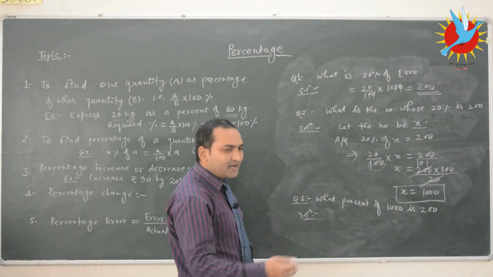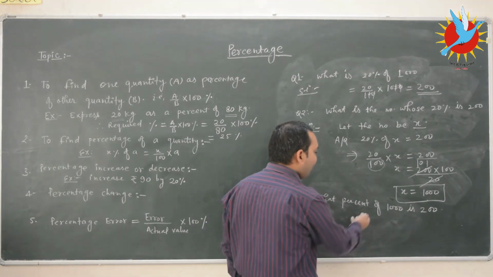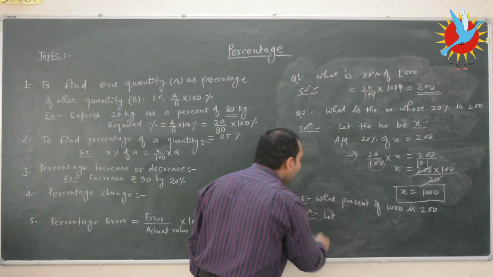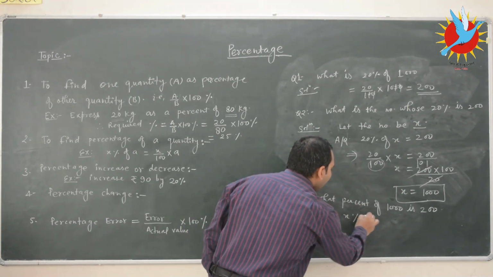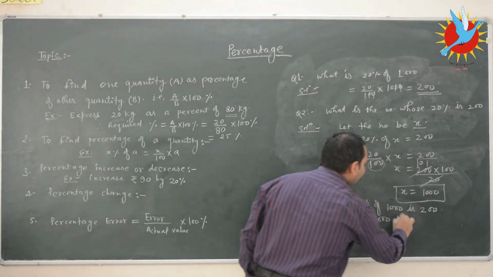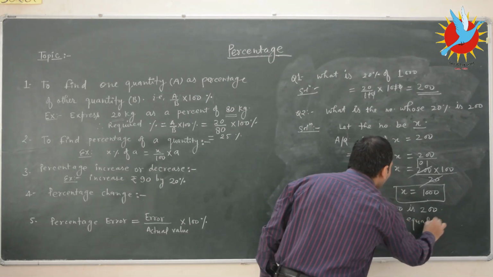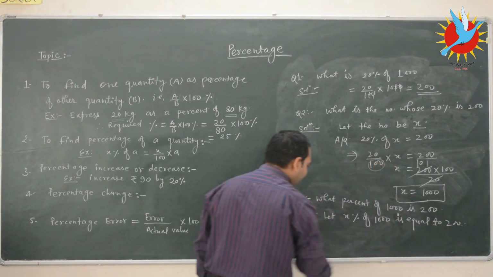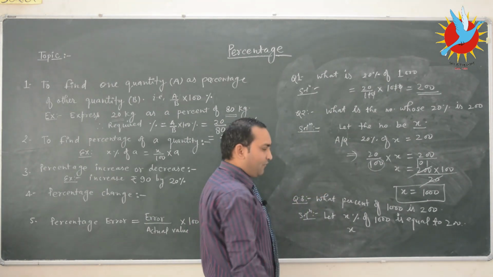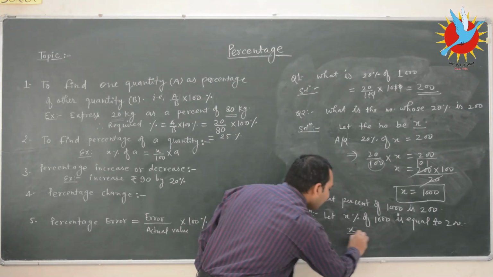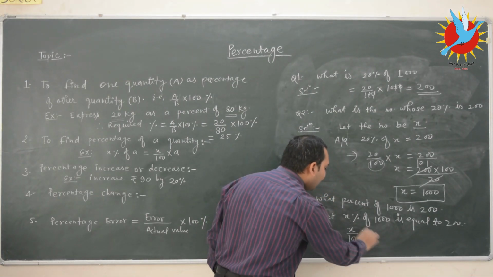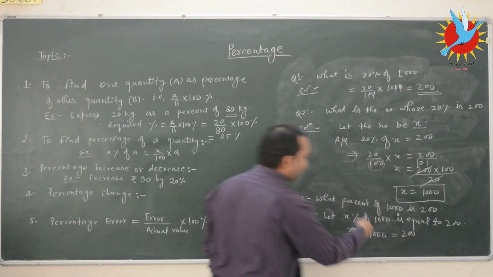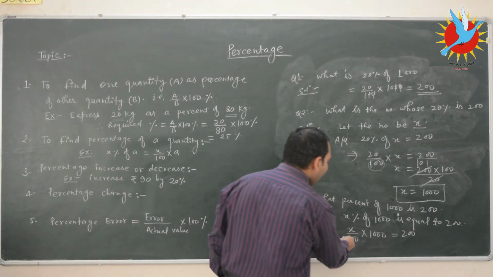X percent means x upon 100. We don't know how many percent of 1000 is 200, so let us consider that x percent of 1000 is equal to 200. In this way we find x percent: we convert the percent into a fraction. X percent means x upon 100, of means multiply, and 1000 is equal to 200, and then simplify and find the value of x.